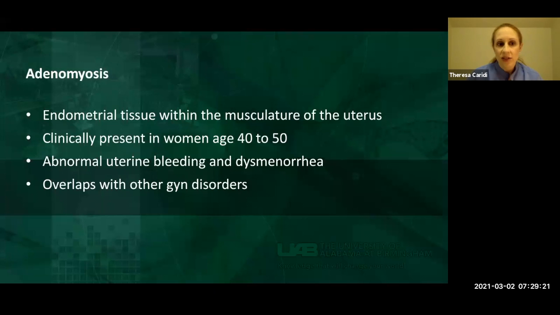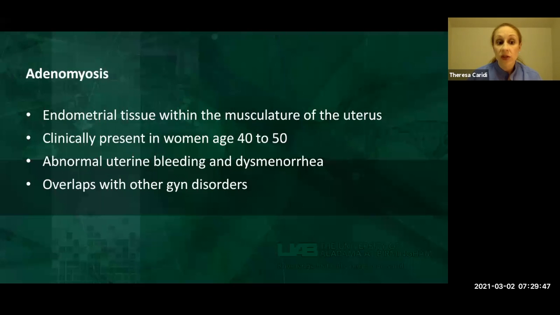So adenomyosis, as you all know, is endometrial tissue within the musculature of the uterus. A little bit different etiology than fibroids, but present in a similar age group. Women aged 40 to 50 roughly also present with similar symptoms, so abnormal uterine bleeding and dysmenorrhea. Now, the pain component in adenomyosis tends to be a little bit more severe than it does in fibroid disease.